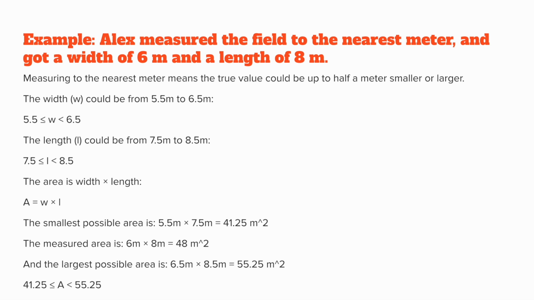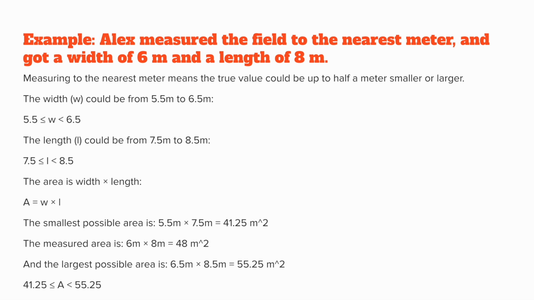Measuring to the nearest meter means the true value could be up to half a meter smaller or larger. So the width could be from 5.5 meter to 6.5 meter. So we can say that width is bigger or same as 5.5, but smaller than 6.5. The length could be from 7.5 meter to 8.5 meter. So the length should be bigger or same as 7.5, but smaller than 8.5 meter.